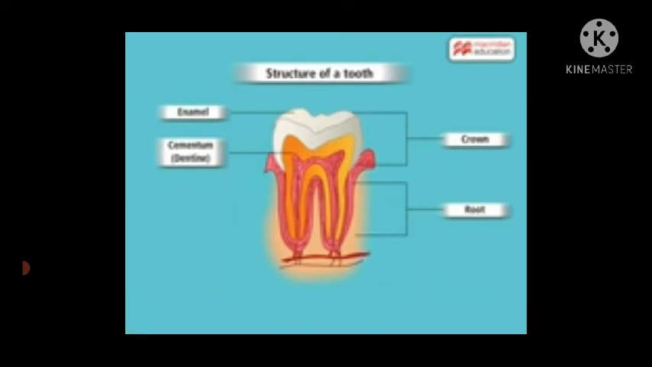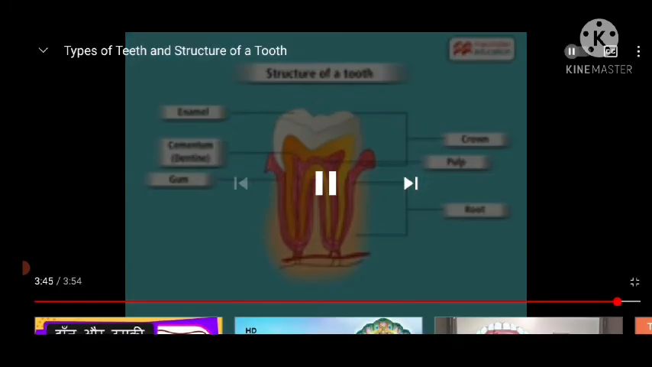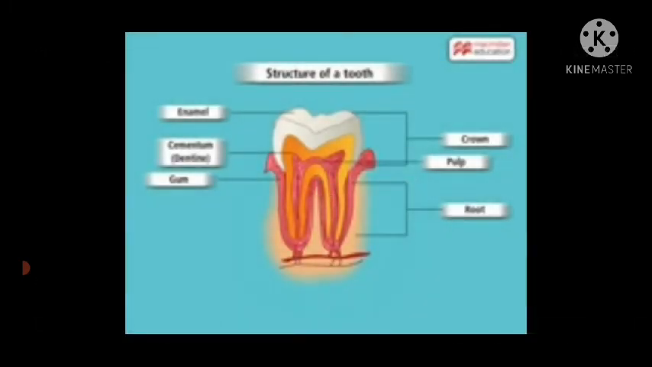The center of the tooth is known as pulp. The root portion of each tooth is surrounded by the gums that also cover the jawbone. The pulp and gums have blood vessels and nerves.